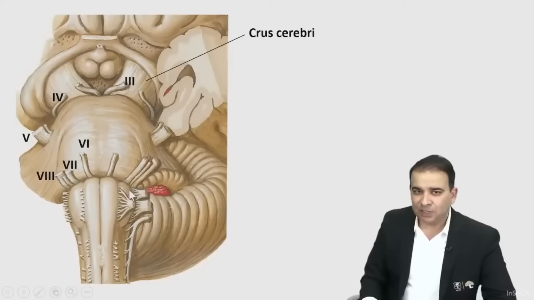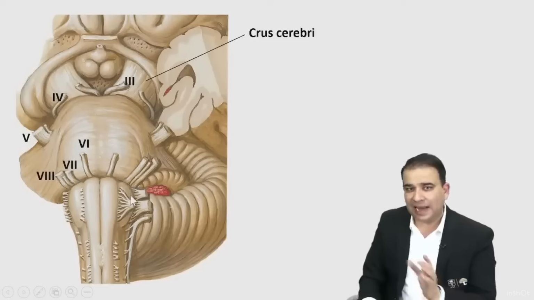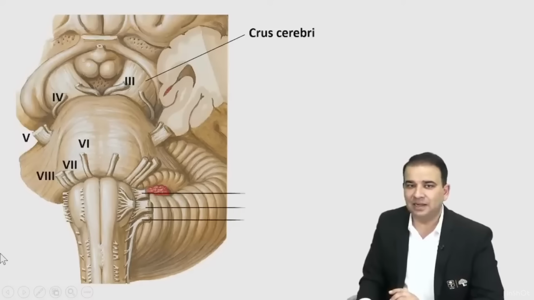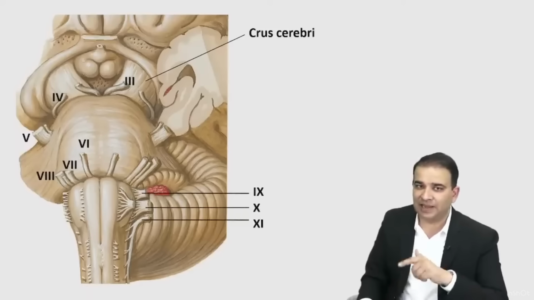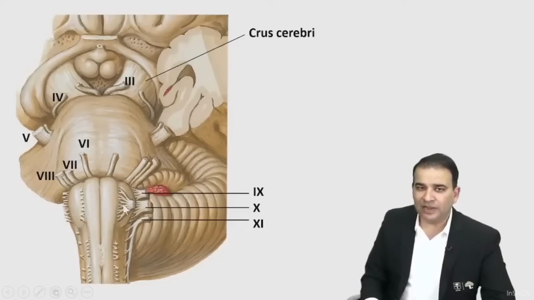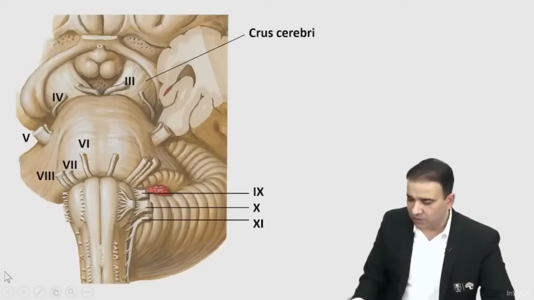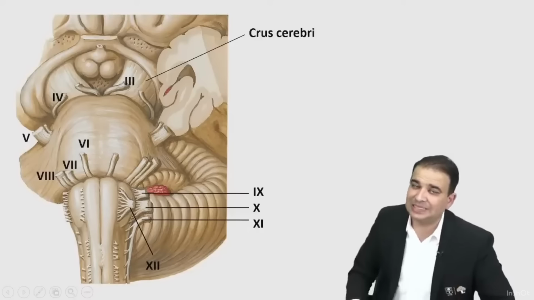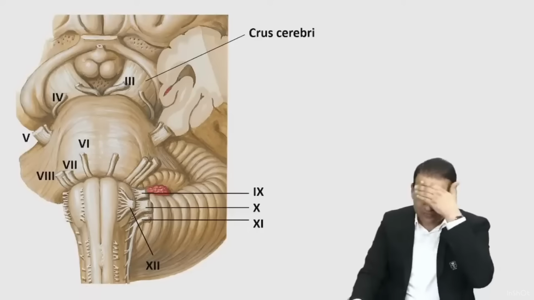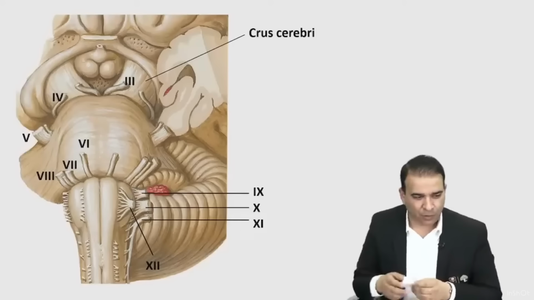Now, if that elevation over there in the medulla oblongata is the olive, lateral to the olive I have 3 nerves, that is 9th, 10th and 11th in that sequence. 9th, 10th and 11th nerves will be coming out lateral to the olive. And the only nerve that emerges between the pyramid and olive, guys, is the 12th nerve, the hypoglossal nerve. The only nerve there is the hypoglossal nerve.